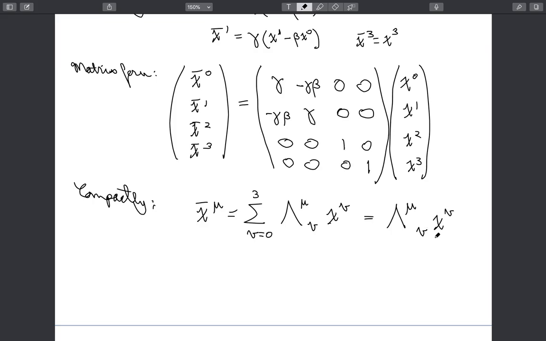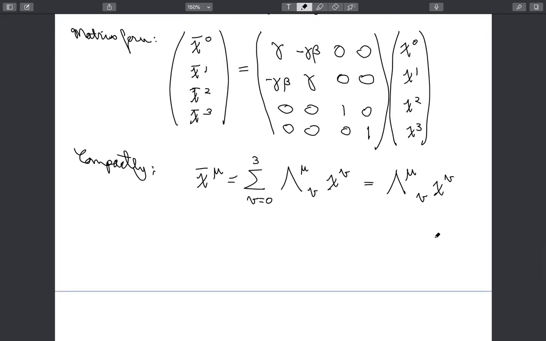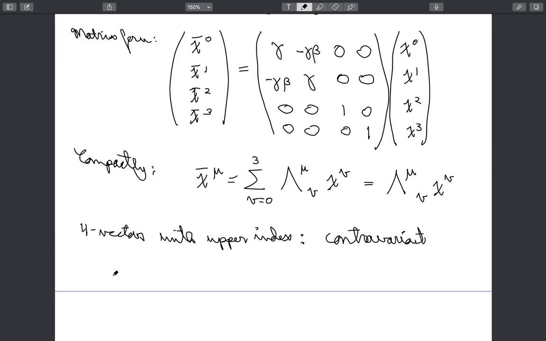Okay, bit of nomenclature. So 4 vectors, obvious why we call them 4 vectors. 4 vectors with an upper index are called contravariant 4 vectors. And 4 vectors with lower indices, they're called covariant.